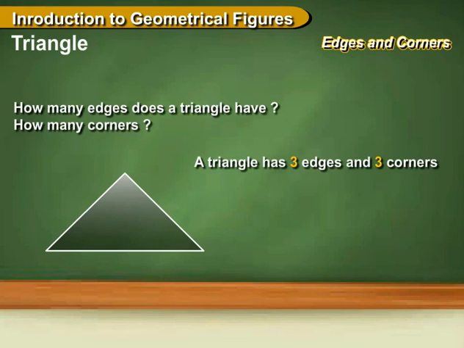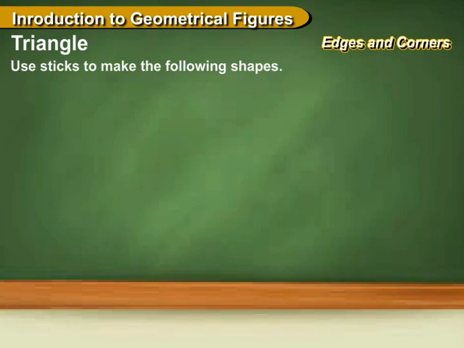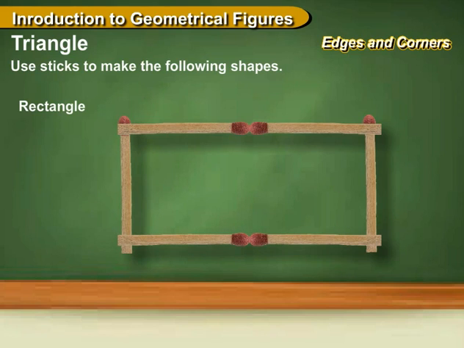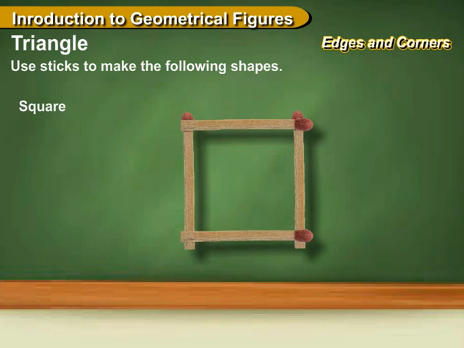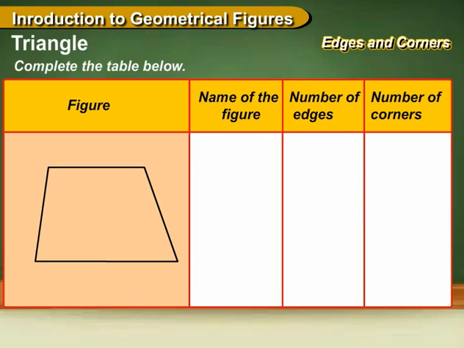Triangle. How many edges does a triangle have? How many corners? A triangle has 3 edges and 3 corners. Find this shape in your surroundings. Use sticks to make the following shapes: quadrilateral, rectangle, square, triangle. Complete the table below.